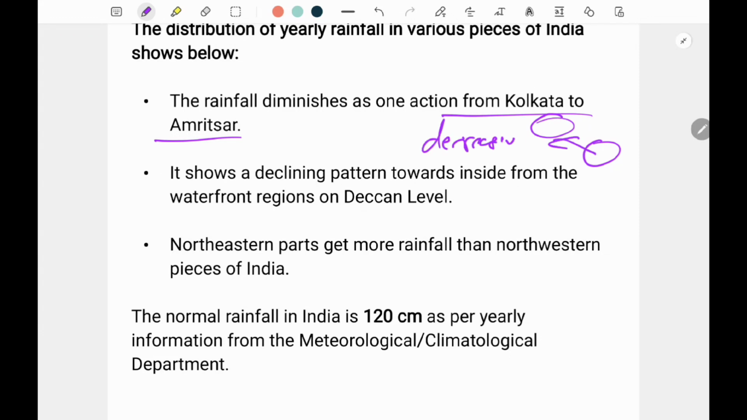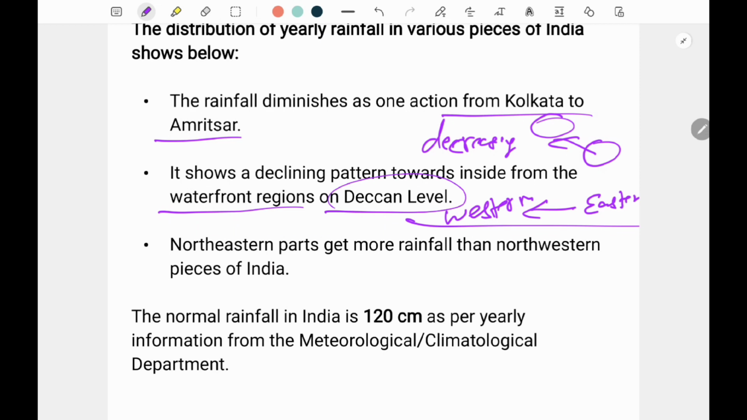So you have to remember one thing here also. If you move in India from eastern to western part, rainfall decreases. Remember this. It shows a declining pattern towards the inside from the windward regions on the Deccan Plateau also. So in the Deccan Plateau also, the central Deccan Plateau will not receive much rainfall as compared to the leeward side of the Sahyadris and all. The northeastern part gets more rainfall than the northwestern part of India. The reason I already told you.